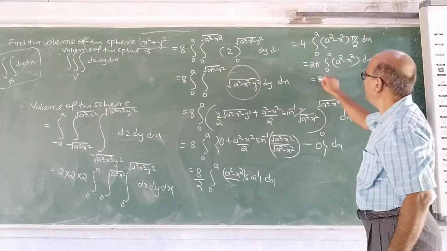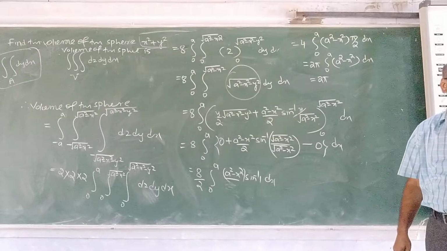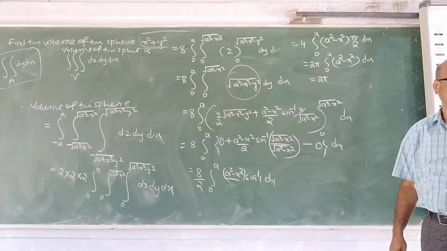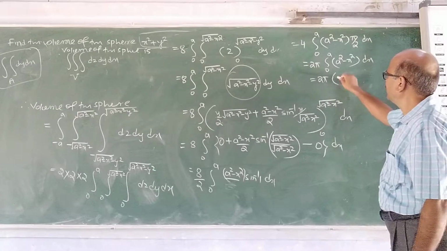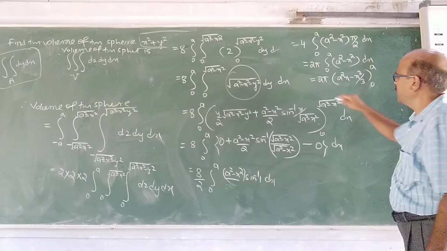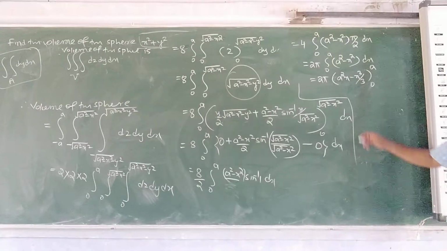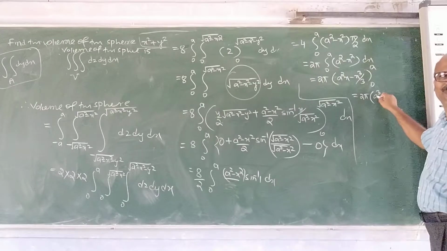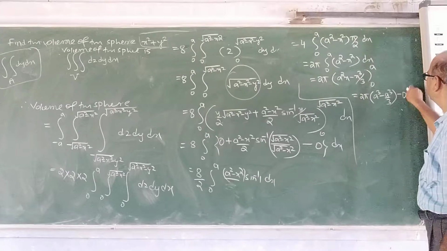It is therefore 2 pi. Nivedita, you have to sit here because you can't see these steps. It is 2 pi. What is the integration? A square x minus x cube by 3, 0 to a. 2 pi, a cube minus a cube by 3 minus 0.